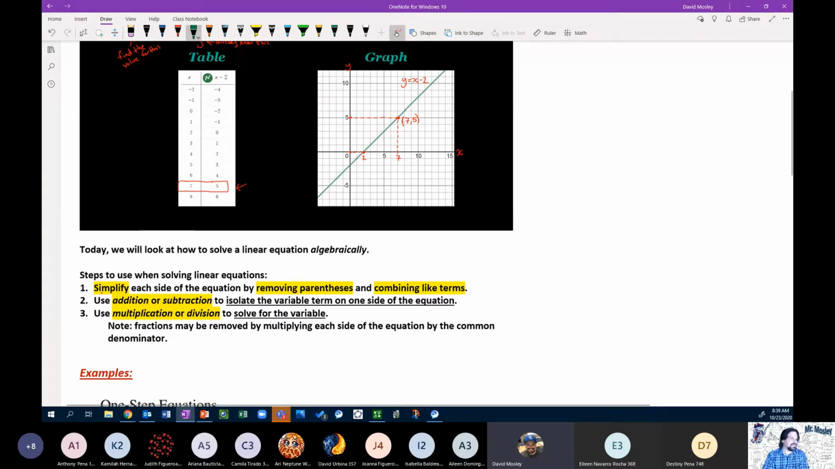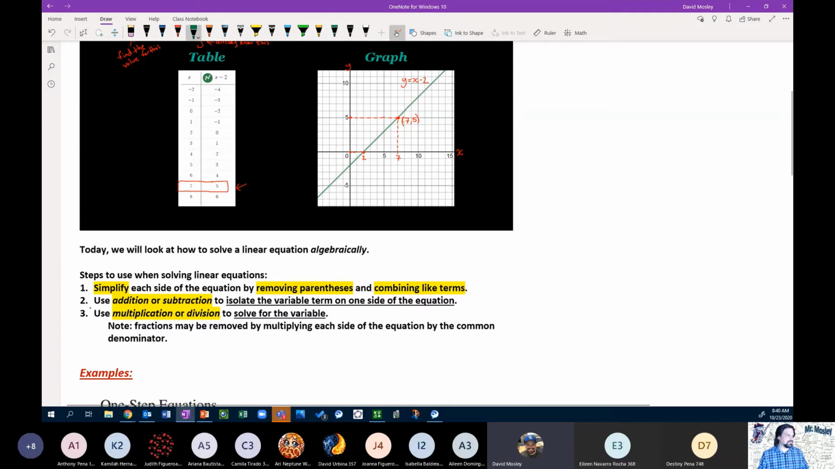Our first step, simplify each side of the equation by removing parentheses and combining like terms. Okay. So we want to simplify everything as much as possible. If there's a bunch of parentheses going on, I want to do what's going on in those parentheses if possible, so I can get rid of the parentheses. Anything that has the same variable attached to it, I can combine into a single term. Any just plain numbers, I can combine into a single term. So that's what this step means. I want to make everything as simplified as possible.